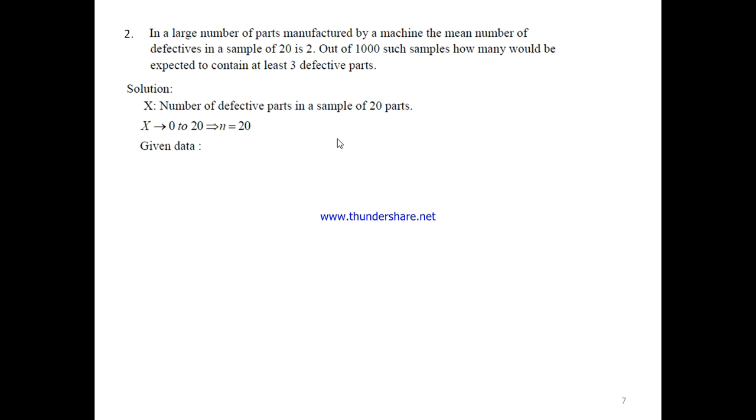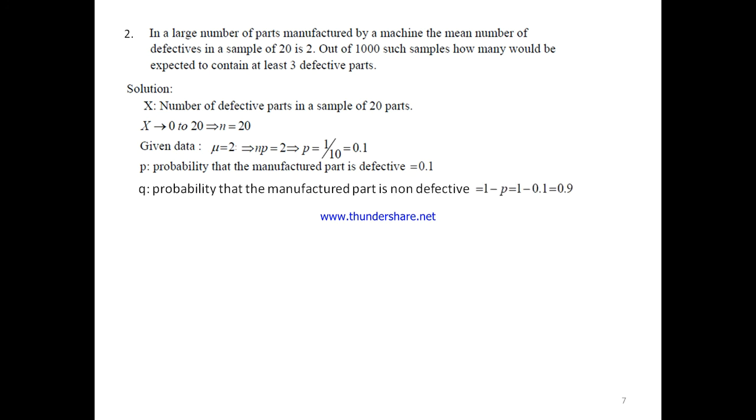The given data for us is the mean value of defectives in a sample. So the value for mu is equal to 2. But in our binomial distribution, mu is equal to n into p. Therefore, we'll get the value for p as 2 divided by 20, or 1 by 10, which is equal to 0.1. And when p is 0.1, that is the probability that the manufactured part is defective, then the value for q is 1 minus 0.1, that is equal to 0.9.